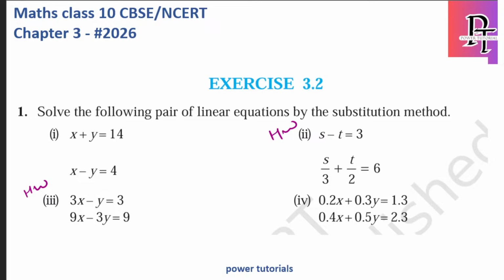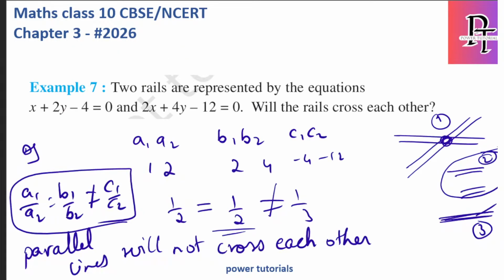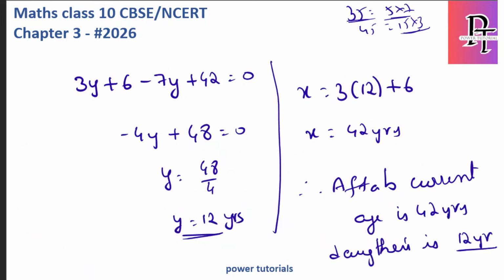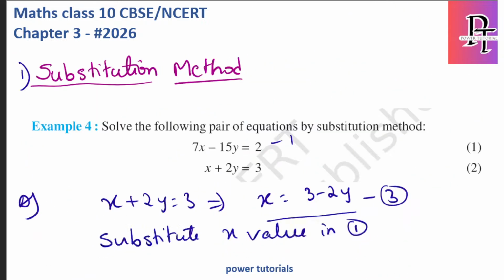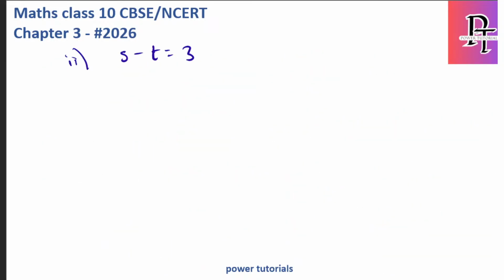So let's solve the first one. Second question: s minus t equal to 3, and the second equation, s by 3 plus t by 2 is equal to 6. We are going to solve using the substitution method.